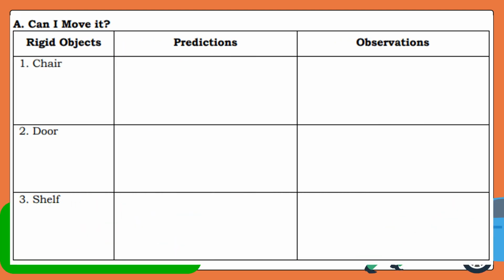Can I move it? Here are the rigid objects. You have to write your predictions and your observations for each object. Number 1, chair. Number 2, door. Number 3, shelf.